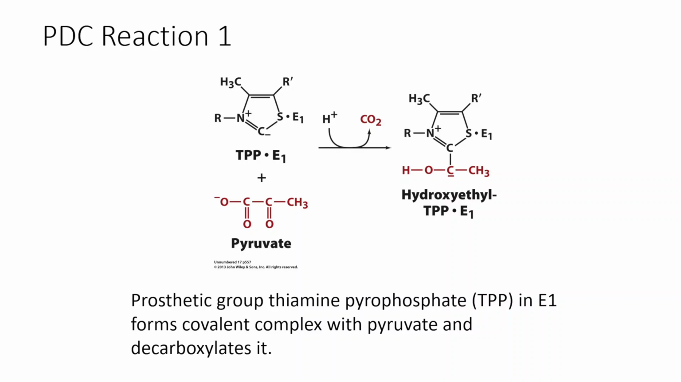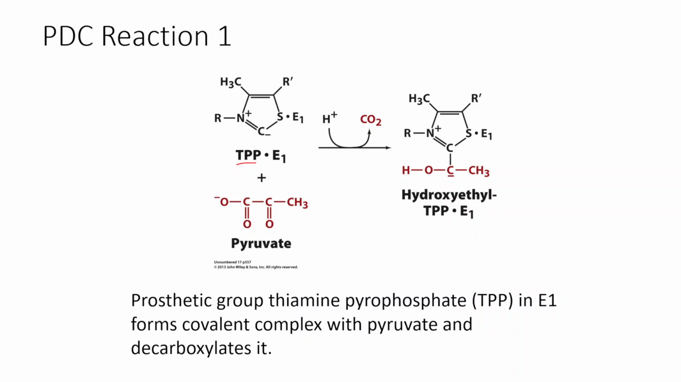It's also interesting to see the different vitamins and minerals that we know as part of our diet and how they are functioning here in the PDC. So, reaction 1 starts in the E1 subunit, where the E1 subunit contains thiamine pyrophosphate, or TPP, which is a prosthetic group, meaning it's permanently attached to the enzyme, to the E1 subunit.